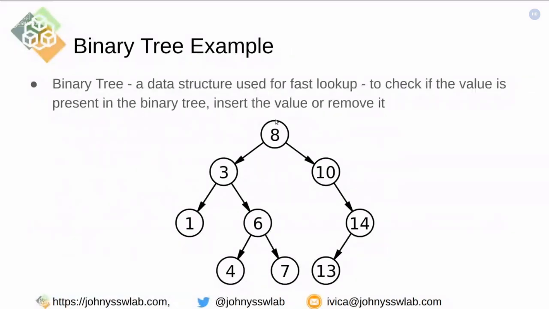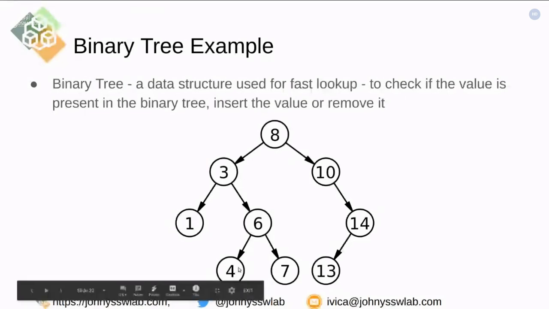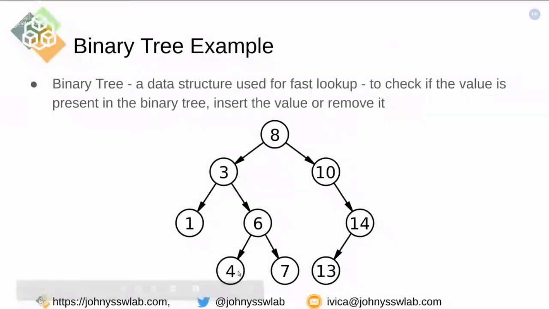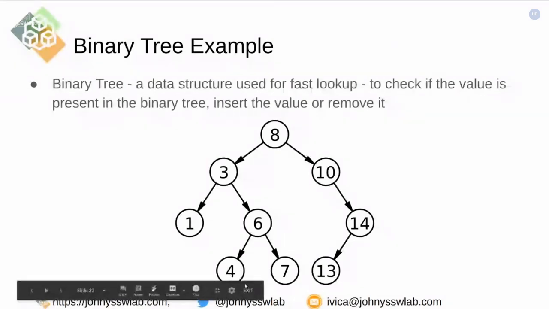So we go to the root. Is 5 smaller or larger than 8? If it's smaller, we go left. If it's larger, we go right. So it's smaller, we go left. Is 5 smaller or larger than 3? It's larger, we go right. Is 5 smaller or larger than 6? Well, it's smaller, we go left. Is 5 smaller or larger than 4? It's larger, it should be here. It's not there, that means that 5 is not present in this binary tree. So the idea is really simple.